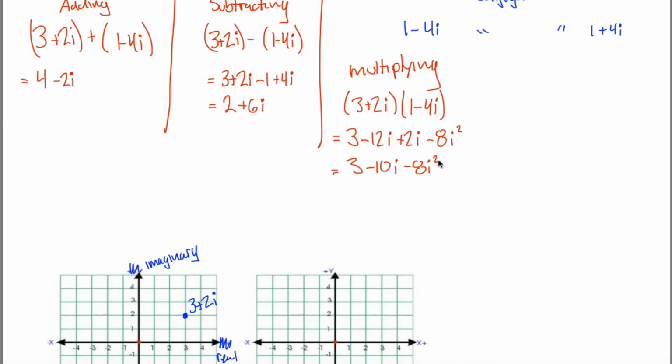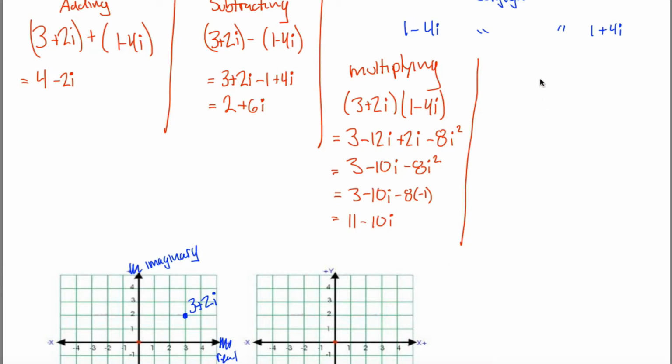Hey, I see an i squared. You telling me I can write a -1 right here? Sure can. 3 minus 10i minus 8 times -1. But wait a minute. -8 times -1 is just positive 8. If I had a positive 8 here, I could add it to this 3 here to get 11. 11 minus 10i is exactly the product of these two things. There's an interesting geometric interpretation of multiplying these guys together and having them all plotted here, but I'll do that in a different video because that would take me a little while.